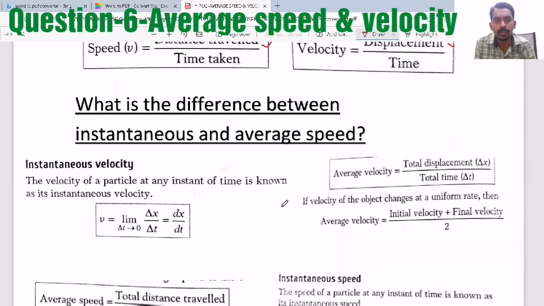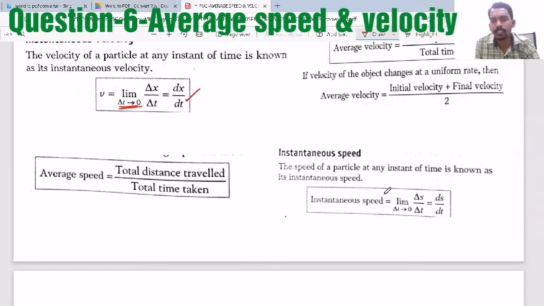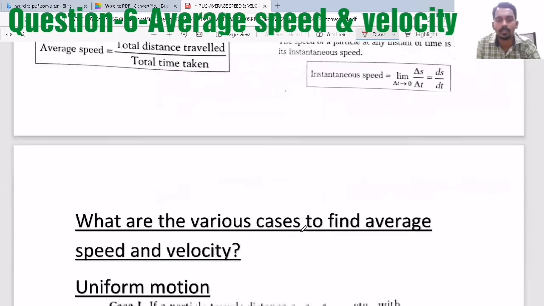First we need to understand the difference between instantaneous and average speed, or instantaneous and average velocity. Instantaneous means at one particular instant, that means the time interval tends to zero, which we find from differentiation. Average means between two instants, between two points, between two positions. That is called average velocity, which is total displacement by total time. Similarly, average speed is between two instants, and instantaneous speed is at one instant.